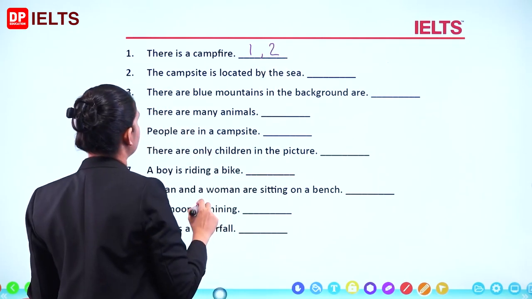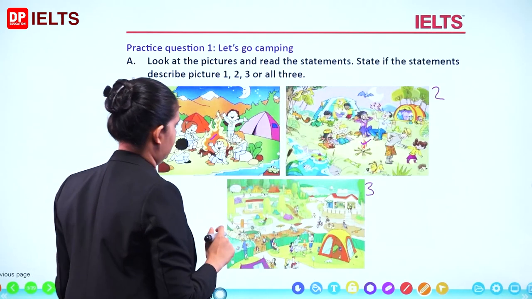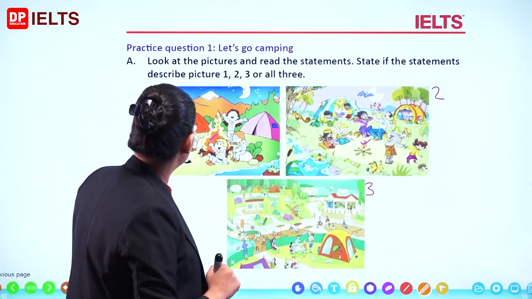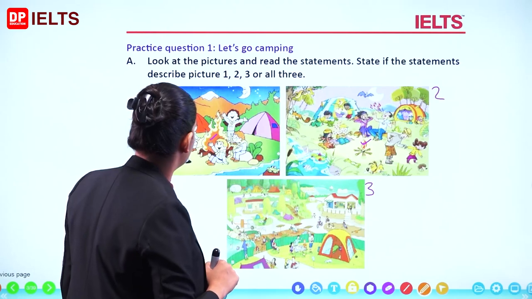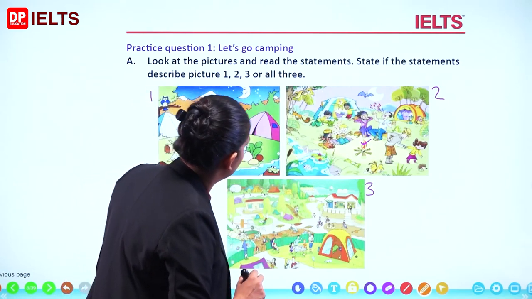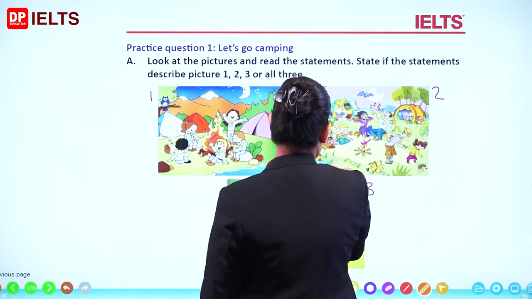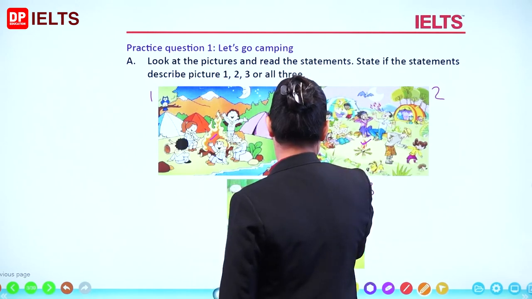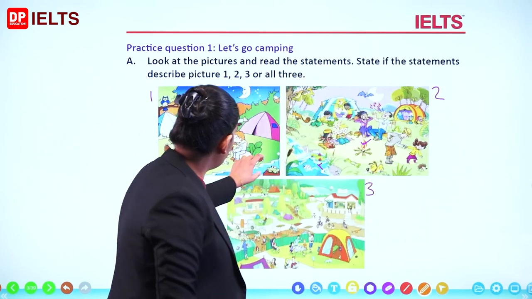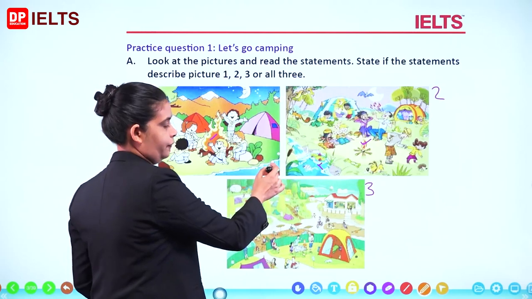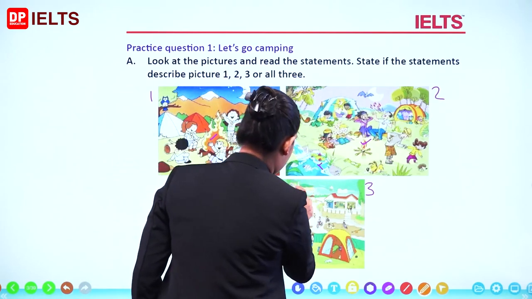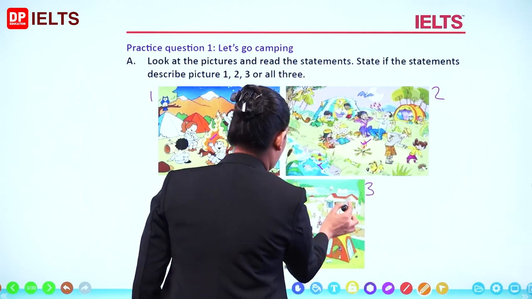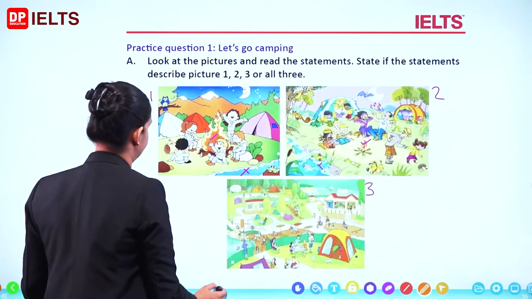The campsite is located by the sea. By the sea. This is, of course, a waterfall. This is not the sea. This is also like a little stream. You can see a frog, so it does not seem like that. But here you can see the sea, right? So picture number 3.